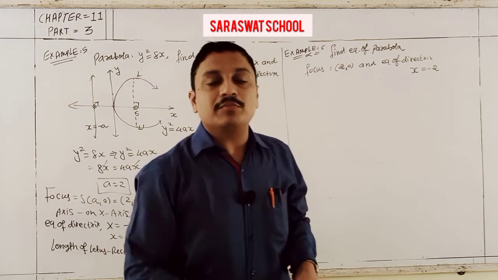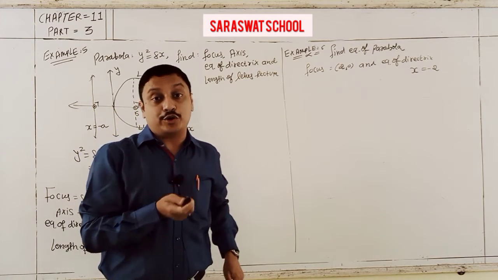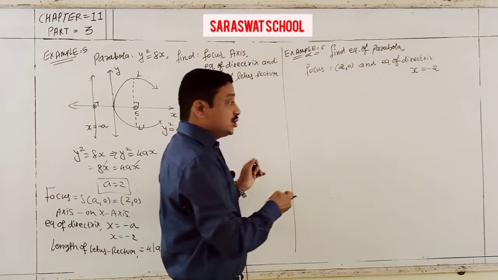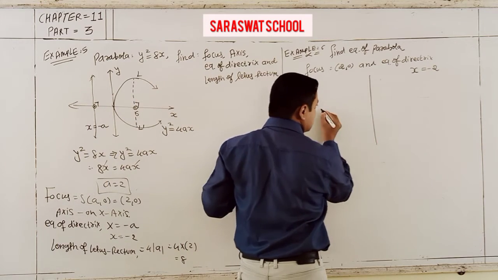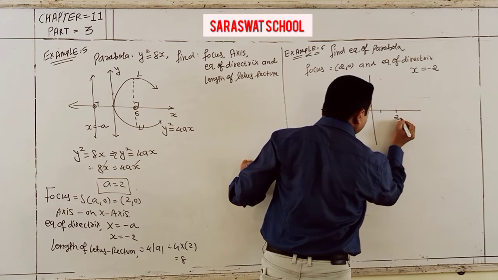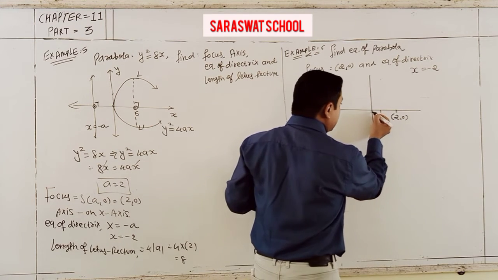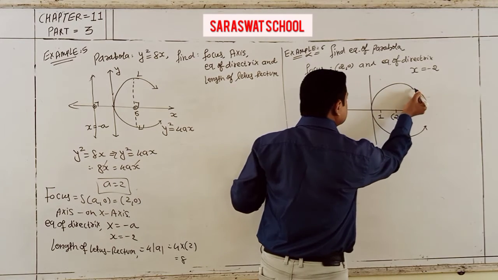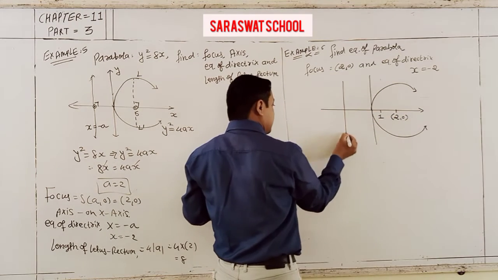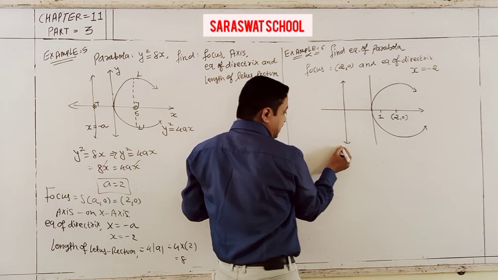Students, here also you can compulsorily make your drawing first, because focus is 2 0, it means on which axis is the focus? 1 and 2 here, focus. So your parabola is towards the x-axis. Here your directrix exactly comes.